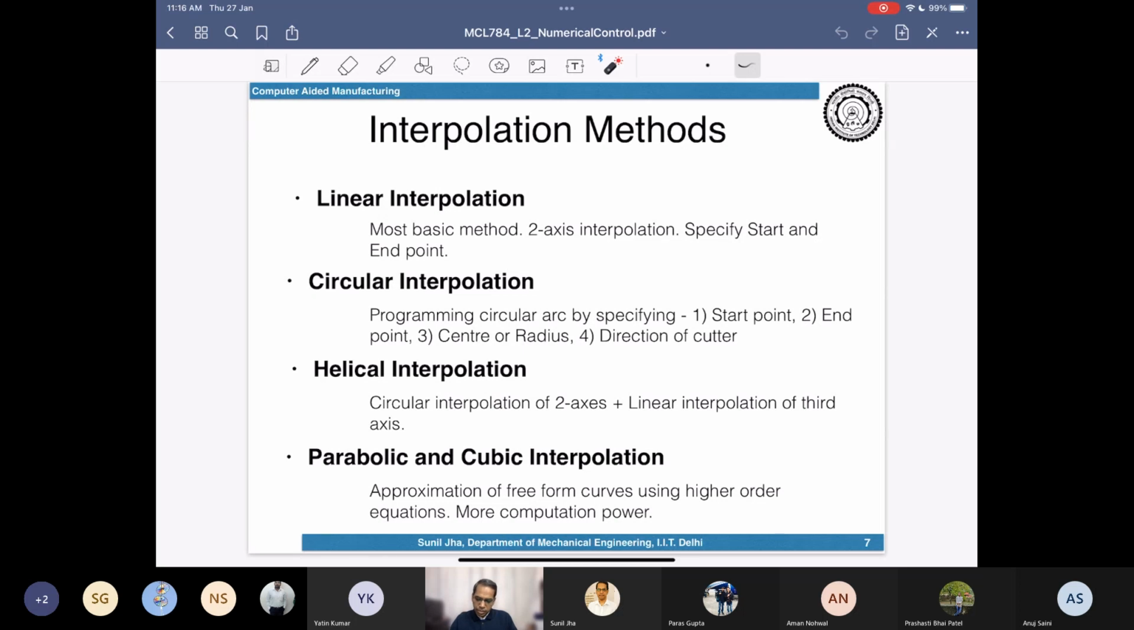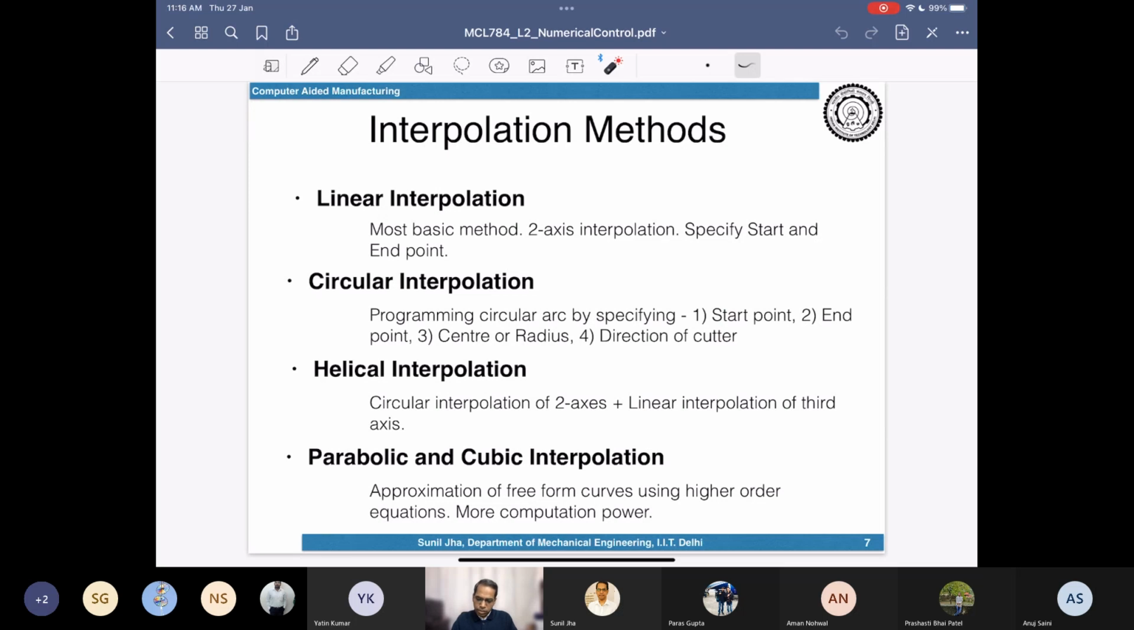The most basic method is the linear interpolation. It's a two-axis interpolation. You have to specify the start point and the end point. It will just generate all the intermediate points from one point to another along a straight line. That is what linear interpolation is.